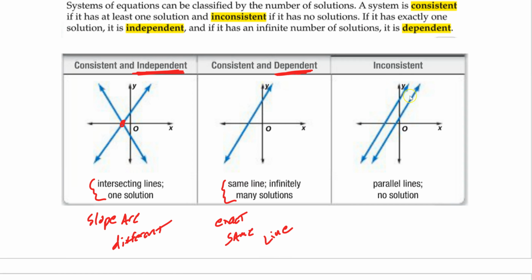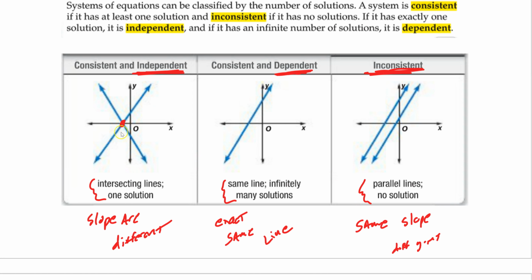And then we have the ones where they don't cross. We call that inconsistent because we have no solution. Inconsistent. So that's when they don't cross at all. They're parallel lines. They have no solution. The easy way to tell this is when you have the same slope. Now same slope, but they can't be exactly the same, so they're going to have different y-intercepts.